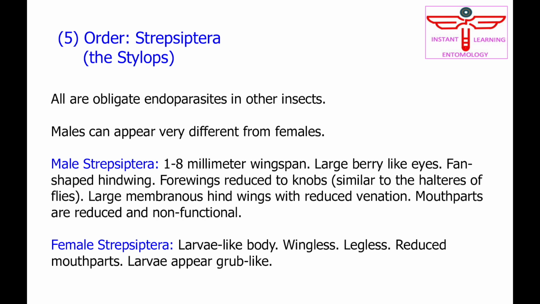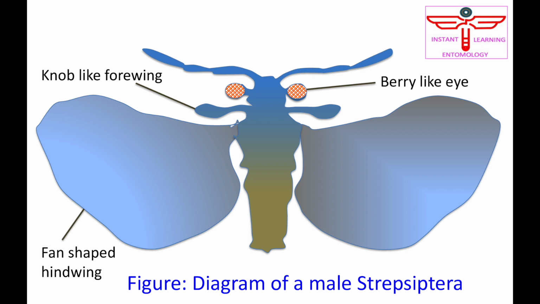Order, Strepsiptera, the stylops. All are obligate endoparasites in other insects. Males can appear very different from females. Male Strepsiptera, 1 to 8 mm wingspan. Large berry-like eyes. Fan-shaped hindwing. Forewings reduced to knobs, similar to the halteres of flies. Large membranous hind wings, with reduced venation. Mouth parts are reduced and non-functional. Female Strepsiptera, larvae-like body. Wingless. Legless. Reduced mouth parts. Larvae appear grub-like.